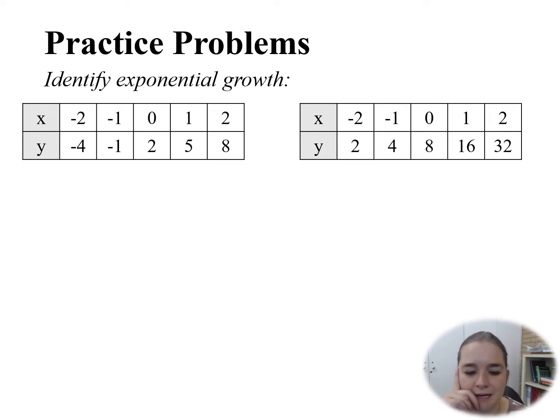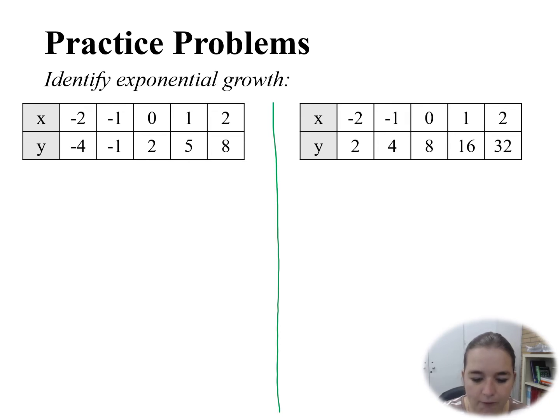We're going to identify exponential growth. So in your notebook, I'd like you to have both of these pieces here. And we're going to start by talking about this first input-output pair. When I look at this here, I know from before that my y-intercept is always going to be the value for y when x is 0. So in this function here, I have a y-intercept of 2.